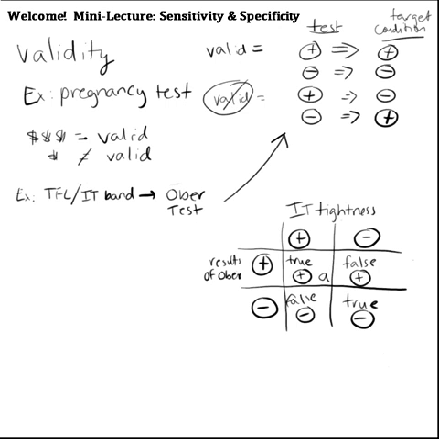I'm going to label each one of these quadrants with A, B, C, and D, so we can do some quick math in a minute. Now let's get to sensitivity and specificity.